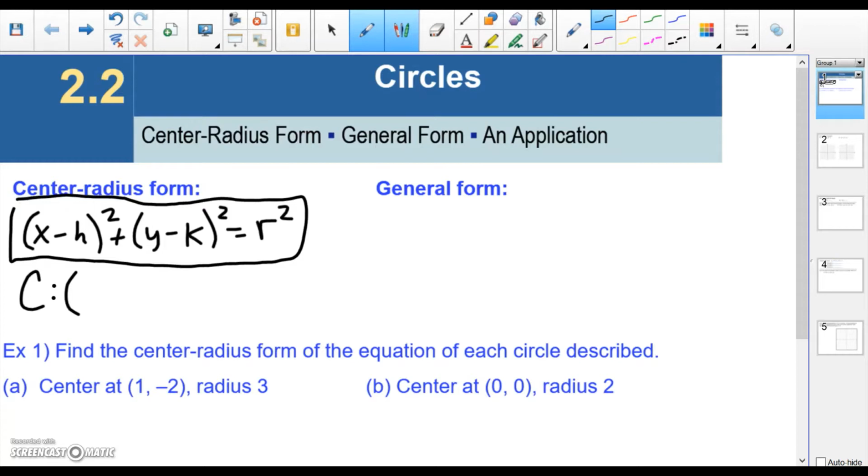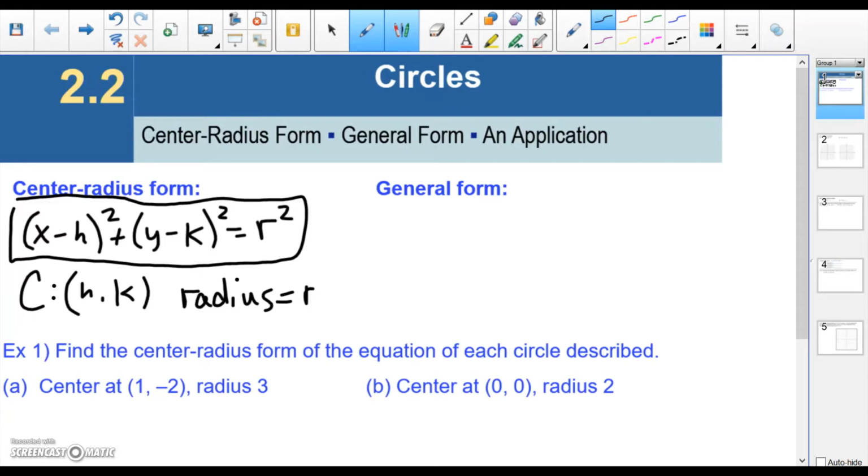It's going to have a center at h comma k. And we're going to see the radius of that circle is going to be r. So be careful there. I know the equation says r squared, but the radius is going to be just r.